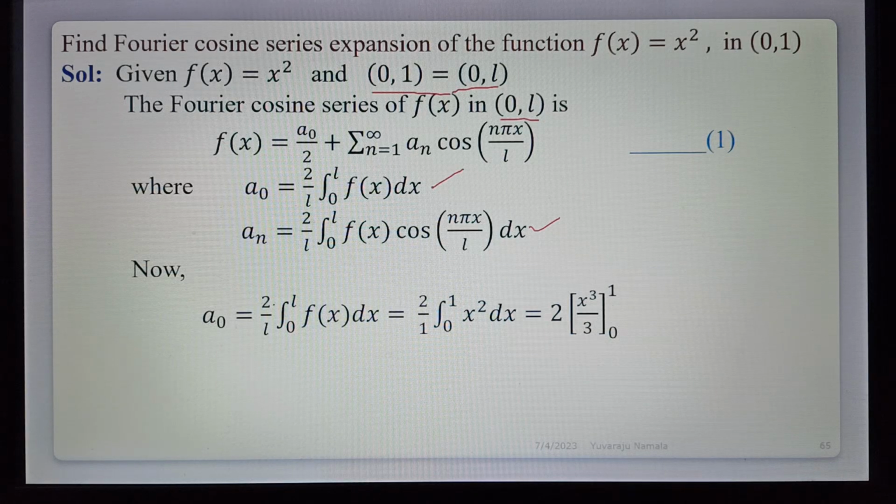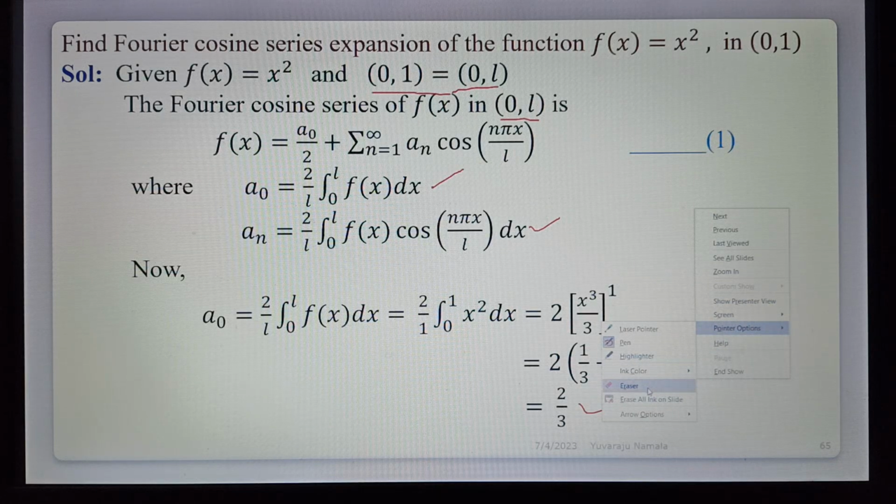So a0 is equal to 2 by L integration 0 to L. Here L is equal to 1 in the interval 0 comma 1. So 2 by 1, 0 to 1 x square dx, integration of x square is x cube by 3, limit 0 to 1. So that is equal to 2 by 3. This is the a0 value, 2 by 3. Okay, next one is finding an.